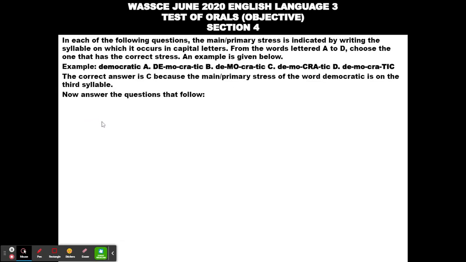Now answer the questions that follow. Again, I give you time to go through it and answer the questions. You can pause the video at any point and then answer the questions. You can have a sheet of paper and write the numbers of the questions and then write the correct answers.